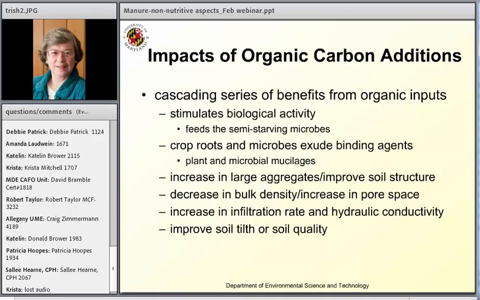Now when you start looking at some actual things that are commonly measured in a soil, you'll see that with long-term applications of organic carbon, you start to actually see decreases in bulk density and an increase in pore space. And that's usually accompanied by an increase in the infiltration rate, or the rate at which rainwater or irrigation would enter into that soil, and the hydraulic conductivity, which is the rate at which liquids would move through the soil.